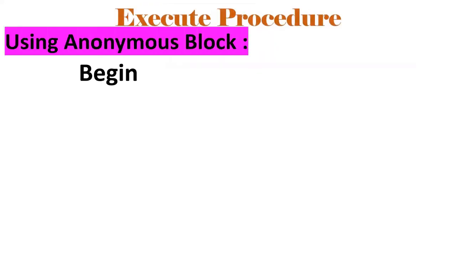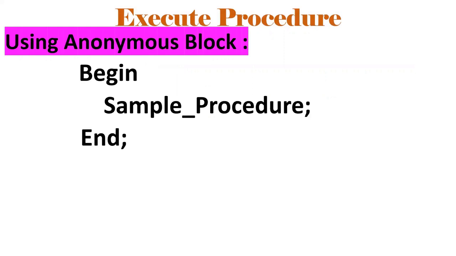Suppose if we want to see the result, we should execute this procedure. How can we execute this procedure? By using an anonymous block. Okay, begin, end. So this is the procedure name we need to give, and this is the end. If you want to execute any procedure, we should go for an anonymous block. Okay, so begin, procedure name, end.